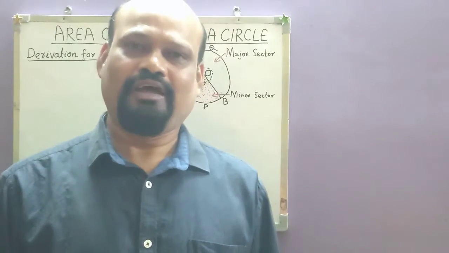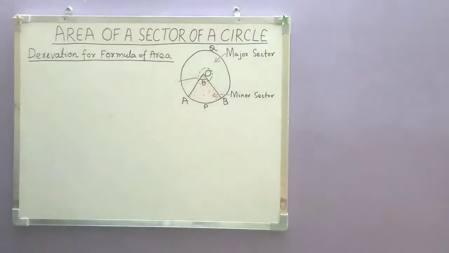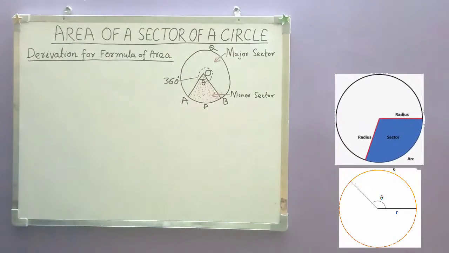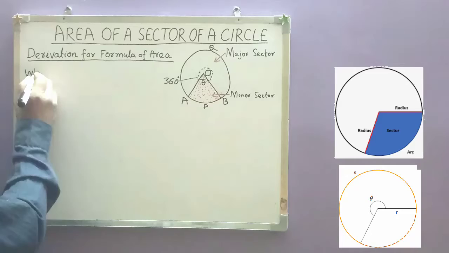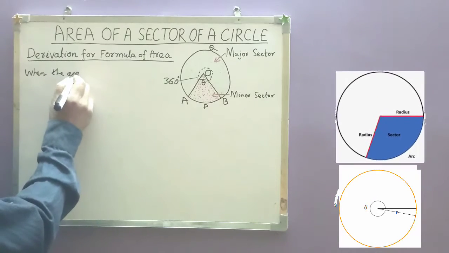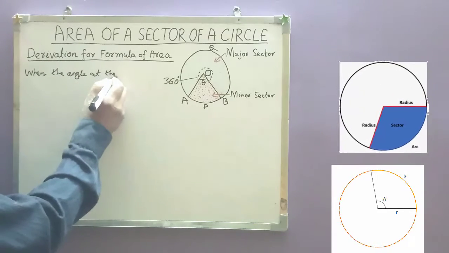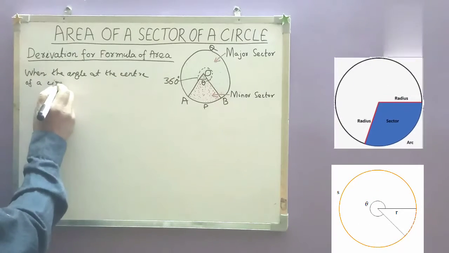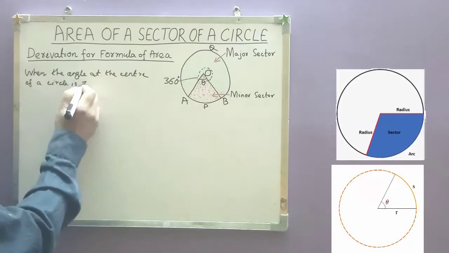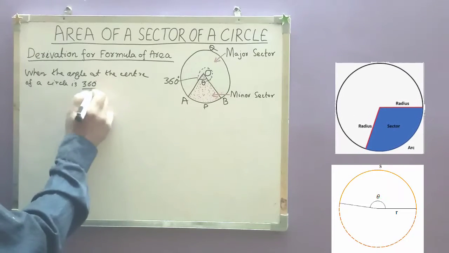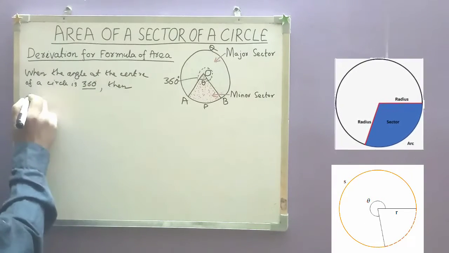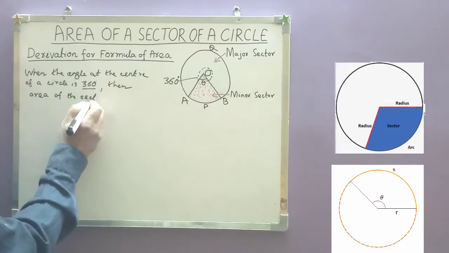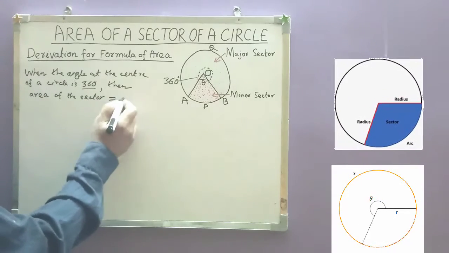Let's know how to derive the formula for the area of a sector of a circle. We know that the degree measure of the angle at the center of a circle of radius r is 360 degrees. When the degree measure of the angle at the center is 360 degrees, the area of the sector, that is of the circle, is equal to pi r square.